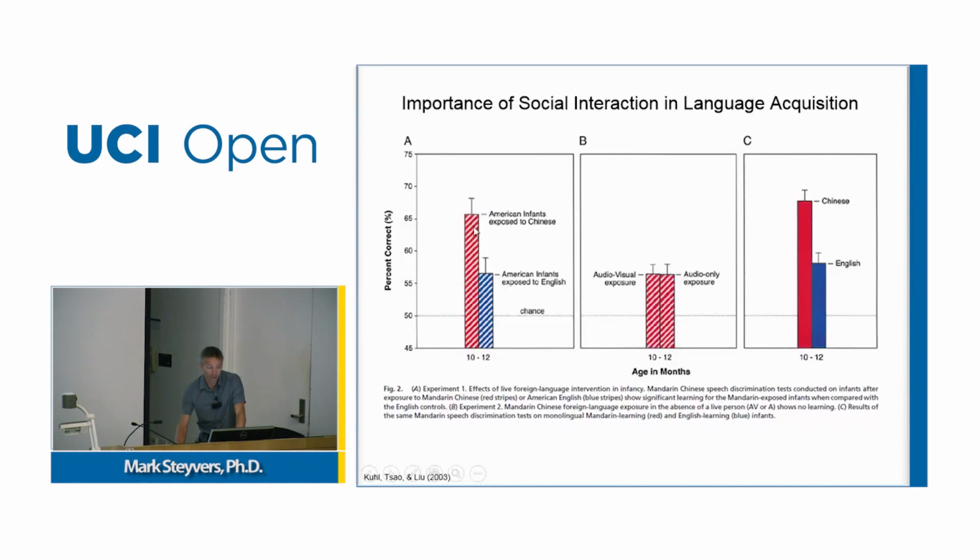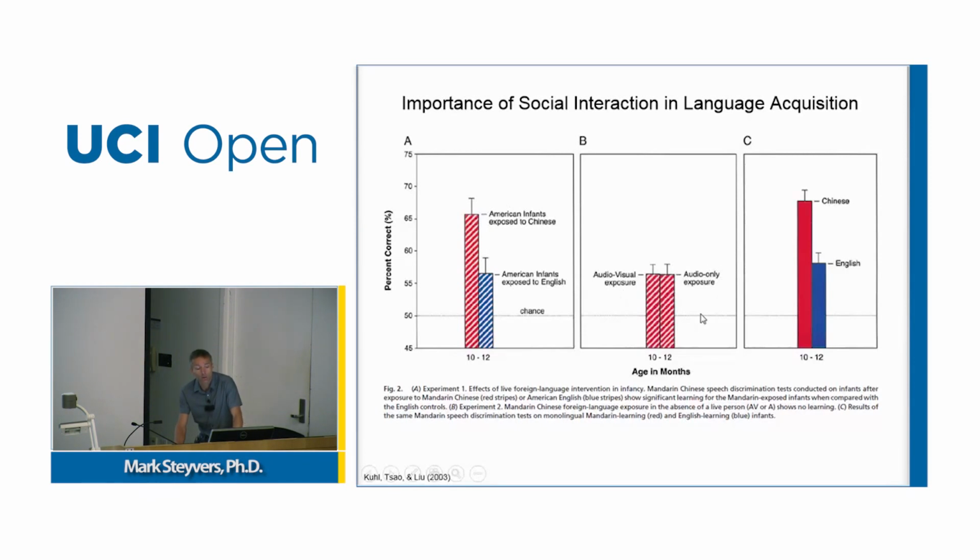So exposure by itself during this critical period, between 8 and 10 months of age, is very important. Then this graph shows that the social interaction is key. Some of these kids were just put in front of a television screen and they were seeing the same thing, but just unfolding over television.